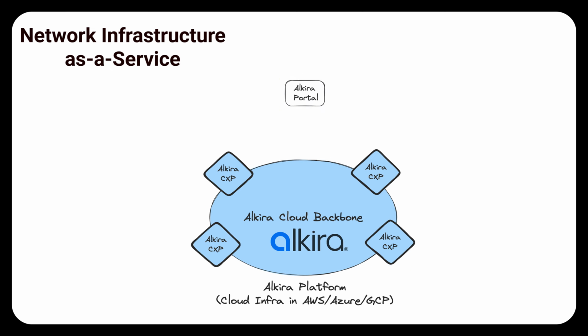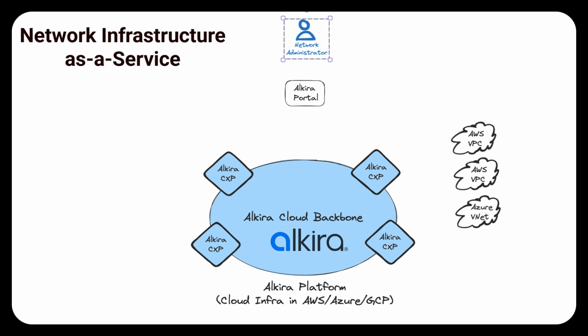Now let's consider again the scenario of an enterprise that uses a single cloud or a multi-cloud environment with AWS VPCs and Microsoft Azure VNets. The network administrator uses Alkira portal to set up connectivity for the cloud and multi-cloud workloads. It is a highly automated process that leverages cloud-native APIs and requires zero knowledge of underlying cloud infrastructure.